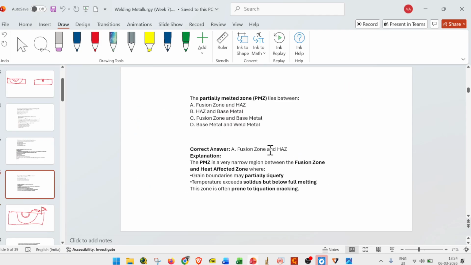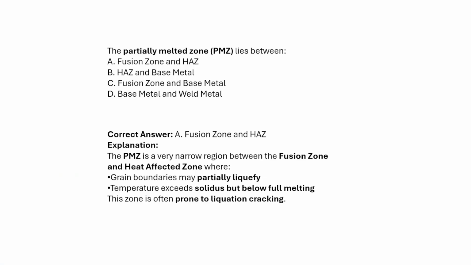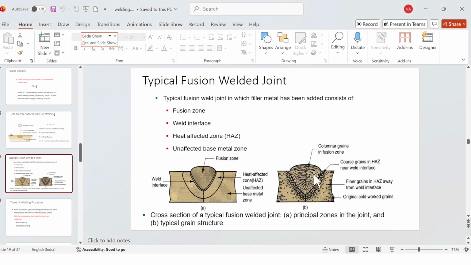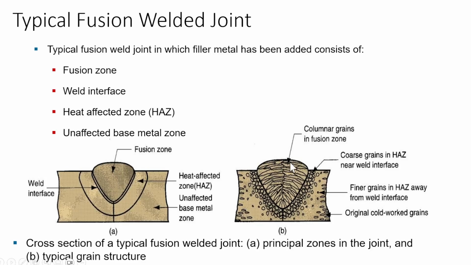The answer is between the fusion zone and HAZ. The partial melt zone is a very narrow region between the fusion zone and HAZ, where grain boundaries may partially liquefy, with temperatures exceeding the solidus but below the melting point. Those zones are often prone to liquation cracking. Next: which of the following zones typically exhibits columnar grain structure due to directional solidification? I think we have seen this also. In which zone can we see the columnar grains? It is the fusion zone.